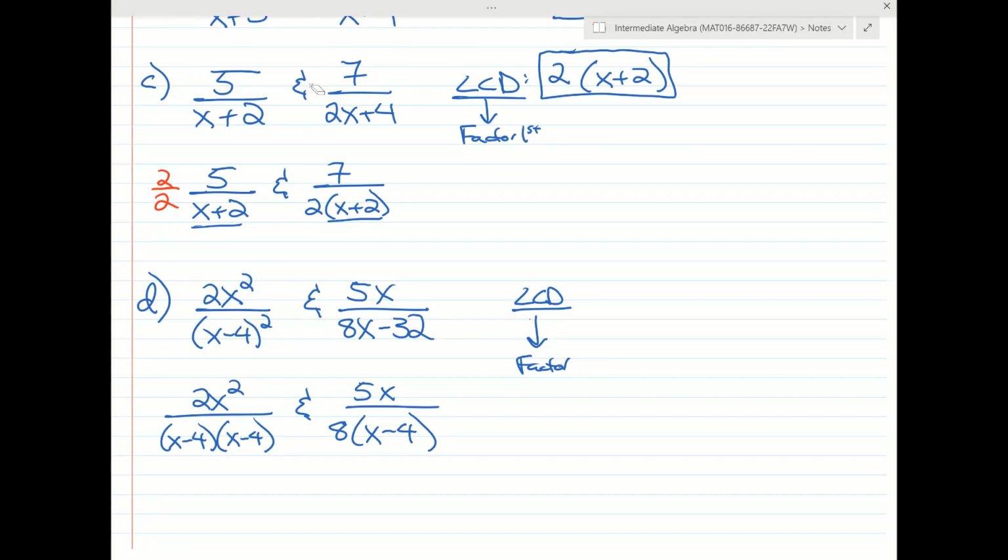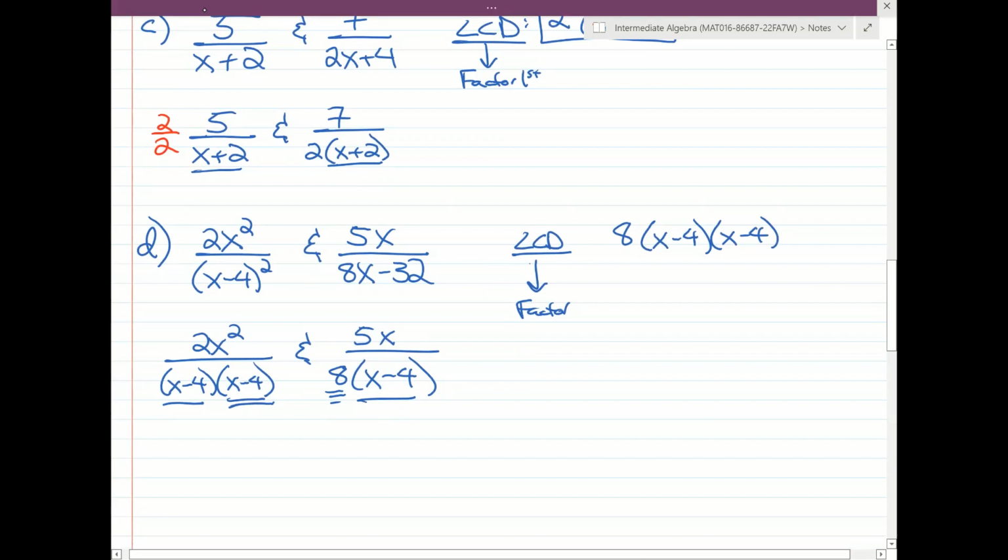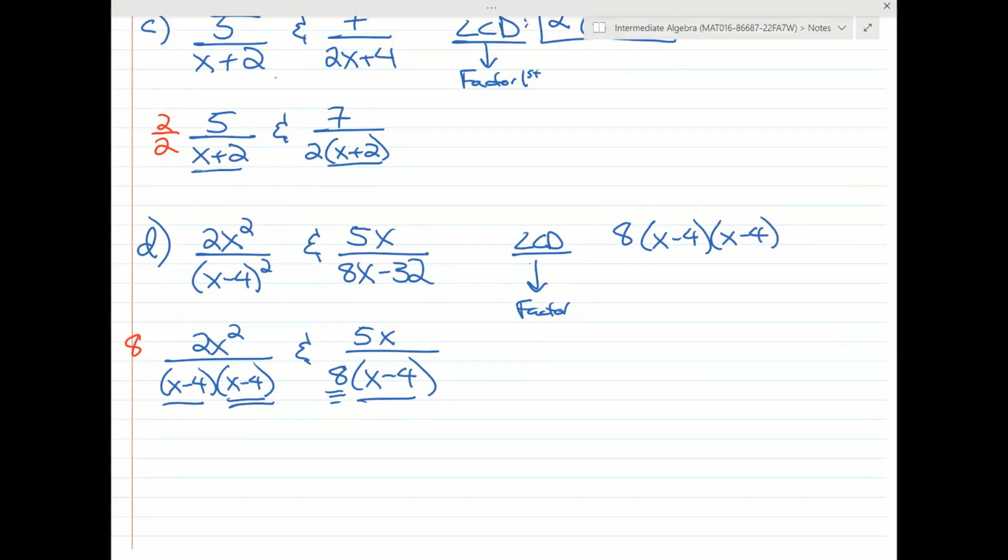So we definitely need an x minus 4. This has an x minus 4. This has an x minus 4. We definitely need another x minus 4. And we also need an 8. So what we would do to get the least common denominator for both of these fractions is you'd multiply by whatever's missing. For the one on the left, you multiply by 8 over 8. The one on the right, you'd have to multiply at top and bottom by x minus 4 over itself.